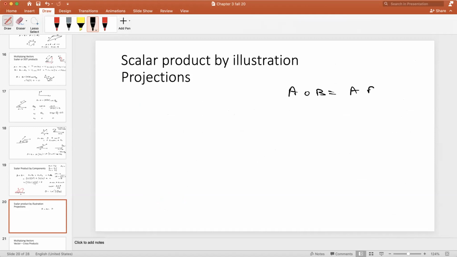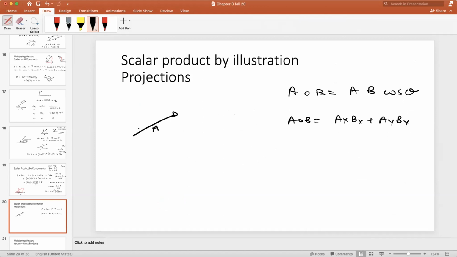They are AB cos theta, and A dot B is AX BX plus AY BY, right? They're both the same, they're equivalent. They both give you a scalar. You can do it by illustration with projections.